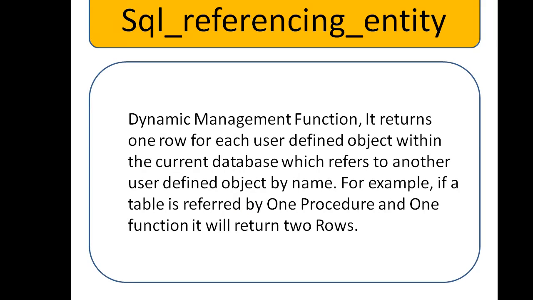It's a dynamic management function and it returns one row for each user defined object within the current database, which refers to another user defined object by name. It's a function used to list out object dependencies based on the table or view. Say for example, if a table is referred by one procedure and one function, it will return two rows because the procedure and function referenced that object.